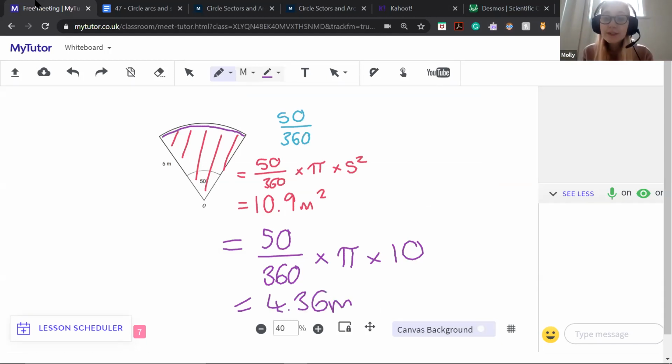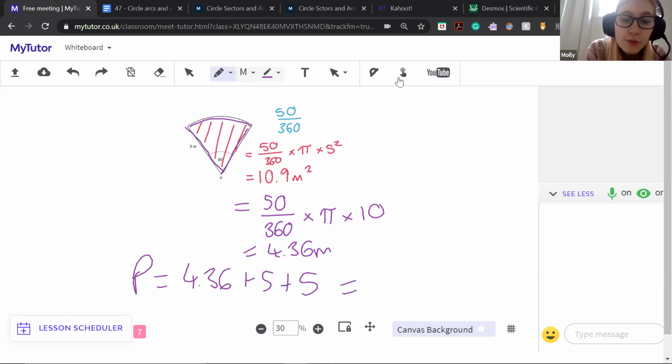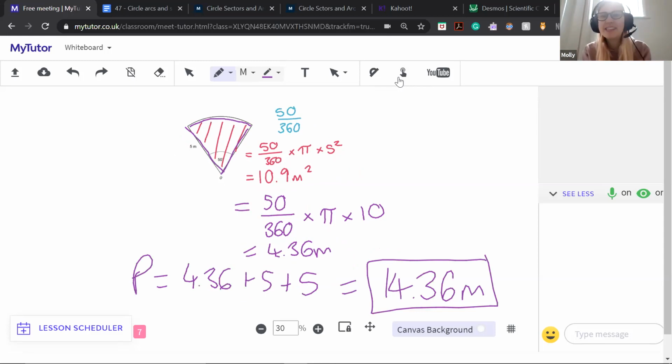Now, a common question is to find the entire perimeter, and that's quite easy because once you've found the arc length, to complete the perimeter we just have to do this bit and this bit, and that's just adding 5 and 5. So the perimeter of this pizza slice is 14.36 meters. Gosh, that's a big pizza slice actually because it's in meters. But hopefully that makes sense. So when you see perimeter, just don't panic about it. Just think we want to find the arc length first, and then it's easy from there.